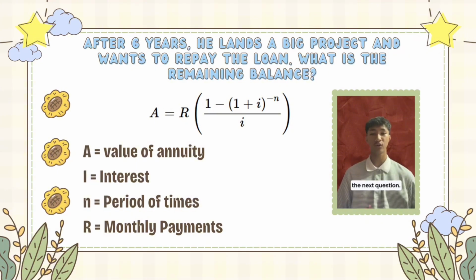Moving on to the next question. After 6 years, he lands a big project and wants to repay the remaining loan. How much is the remaining balance? To solve this question, the formula that we need to use is A is equal to R times (1 minus (1 plus i) to the power of negative n) divided by i, as shown below. A represents the value of annuity, meanwhile i represents interest, n is the period of time, and R is the monthly payment.